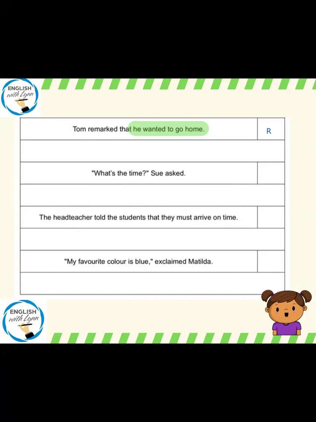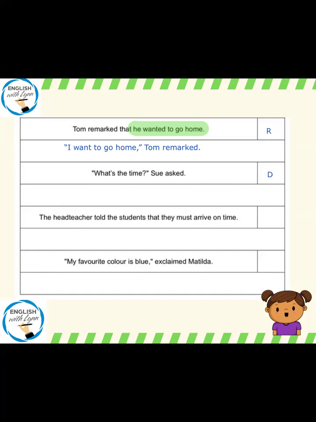And then I would have who is speaking? Tom. Tom remarked. Okay, now you could have it the other way around. Tom remarked, "I want to go home." It works either way. The next one, I am spotting inverted commas there. So if I am spotting inverted commas, it must be direct speech, okay?